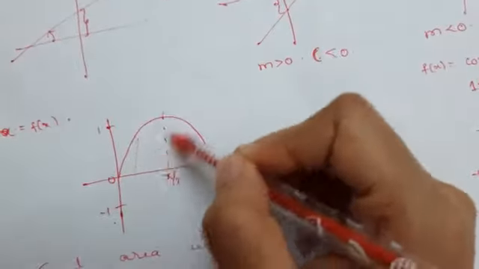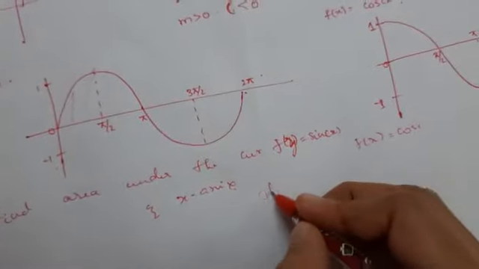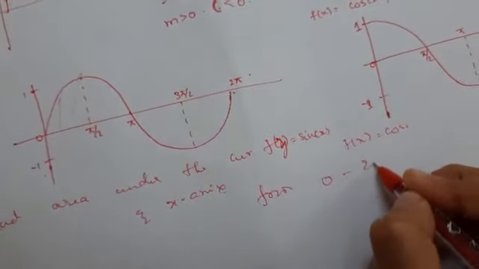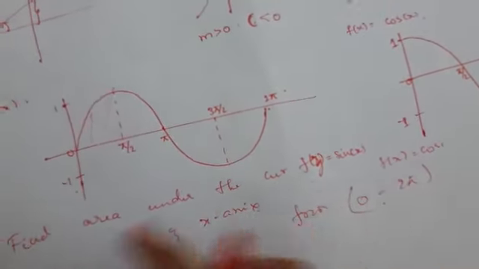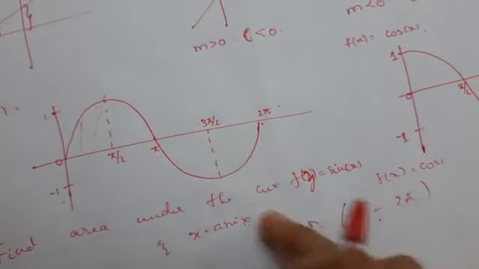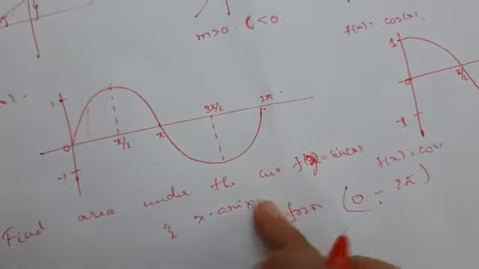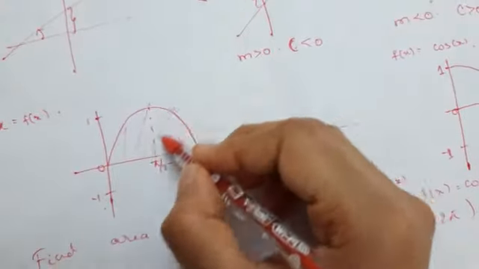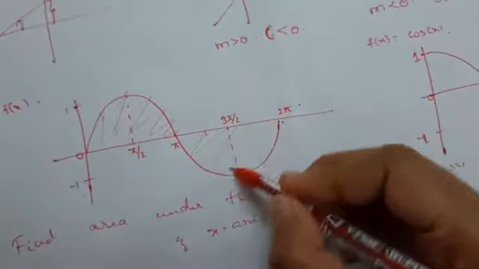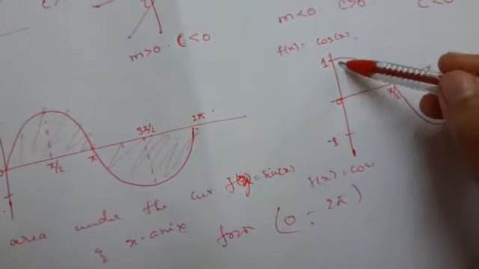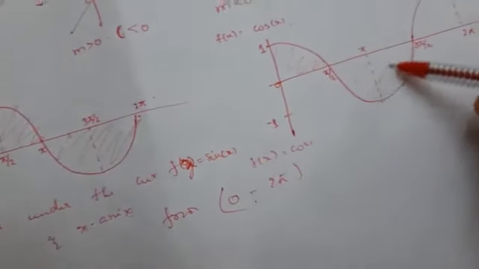We are going to find not only this one, but from 0 to 2 pi. If they are saying from 0 to 2 pi, we need to find the area of the curve f of x is equal to sin x and the x-axis. So which area from 0 to pi means, that is this area we need to find out. Similarly in cos x, this is the area we need to find out.